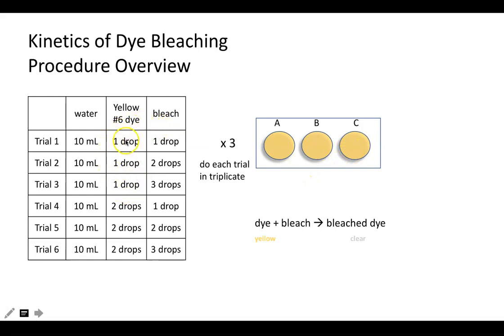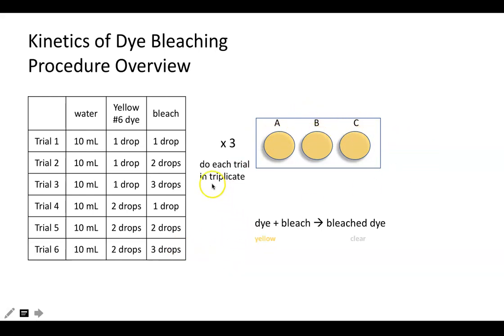So for trials 1 through 3, I just put 1 drop of food dye in each. For trials 4 through 6, I put 2 drops of food dye in each. So I doubled the concentration of the dye. I also varied the concentration of the bleach. In trial 1 and trial 4, I only added 1 drop of bleach. In trials 2 and 5, I added 2 drops of bleach. And in trials 3 and 6, I added 3 drops of bleach.